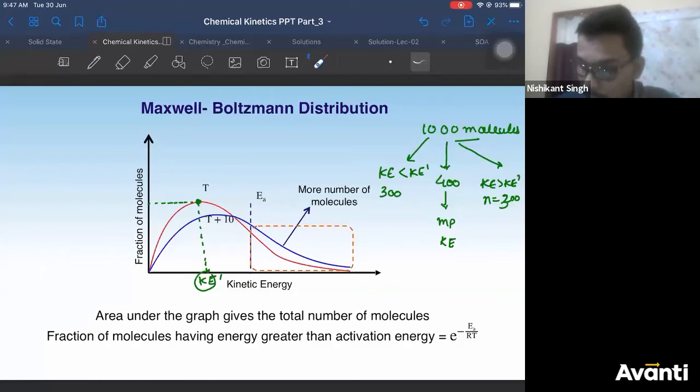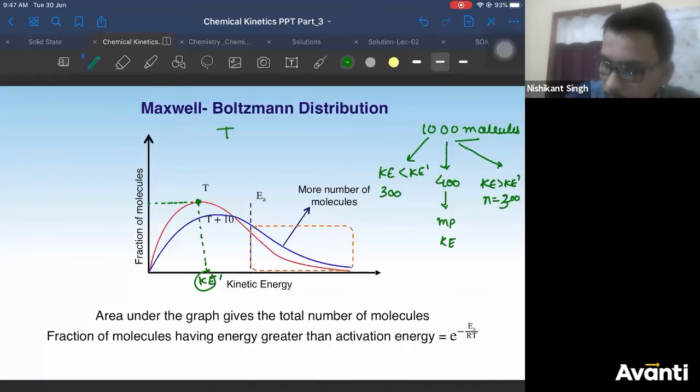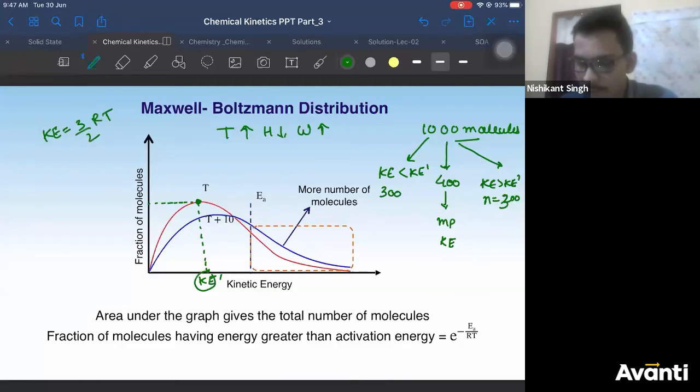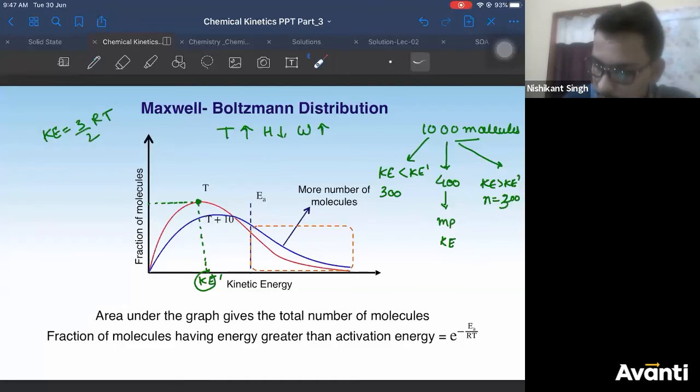Okay? Now what happens when you increase the temperature? This also was present in states of matter. When you increase the temperature, kinetic energy will increase, because kinetic energy is given by 3/2 RT, correct? So as you increase the temperature, height of the graph decreases, width of the graph increases. So that is what you can see here.